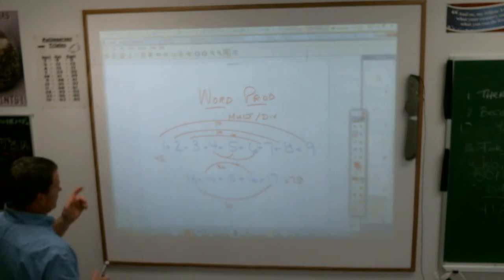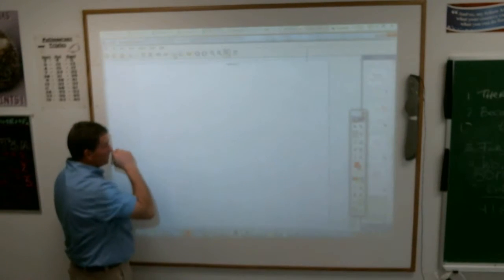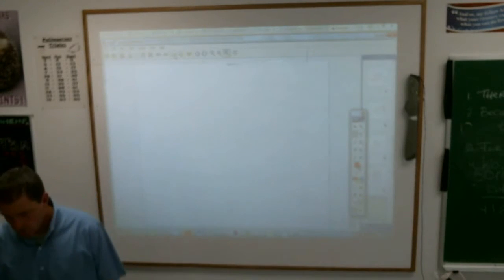That doesn't have anything to do with multiplication word problems, but this does. Write this down. When you look at multiplication word problems, you should look for this sort of pattern. Usually it falls like this.